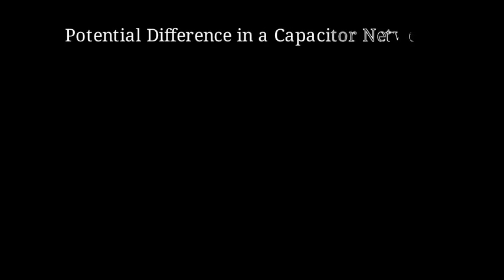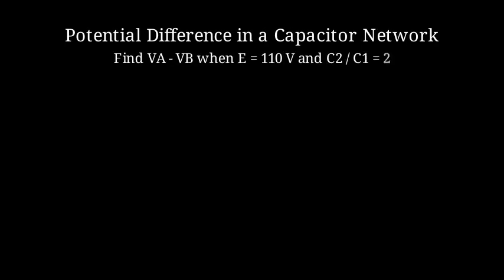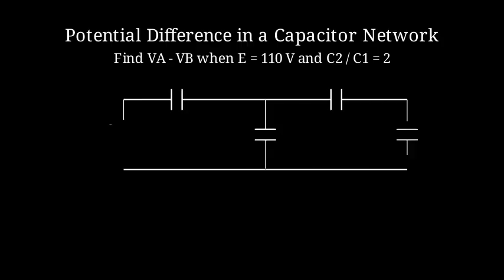Welcome! Let's solve a capacitor network problem step by step. We are asked to find the potential difference between points A and B, given an EMF of 110 volts and a capacitance ratio C2 over C1 equals 2. First, let's draw the circuit.